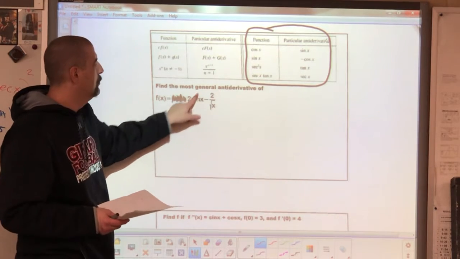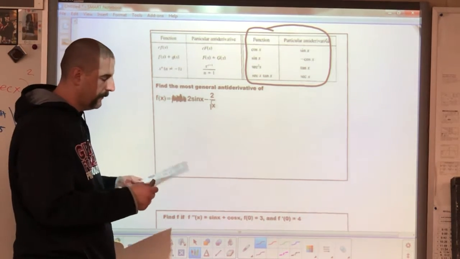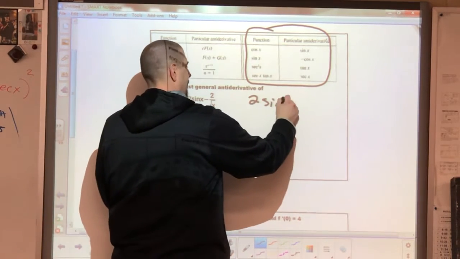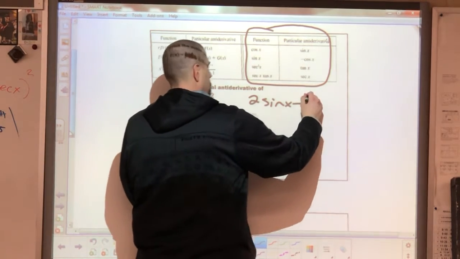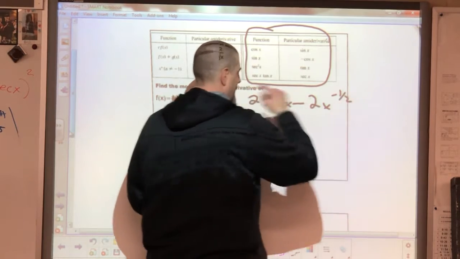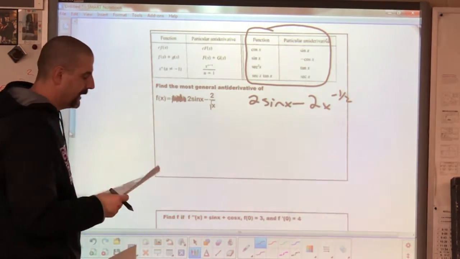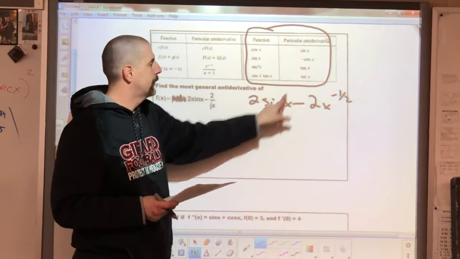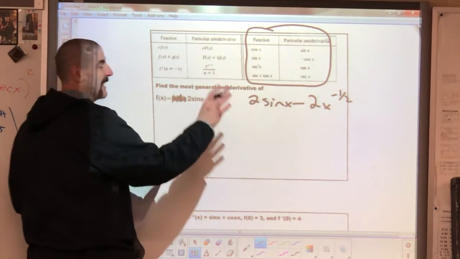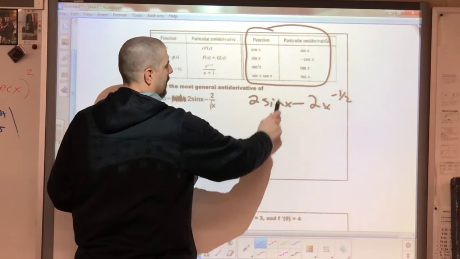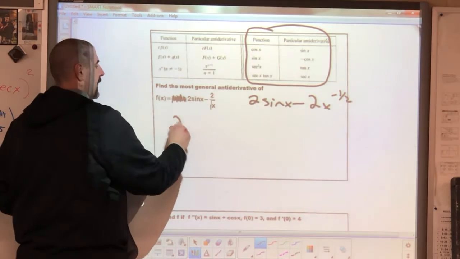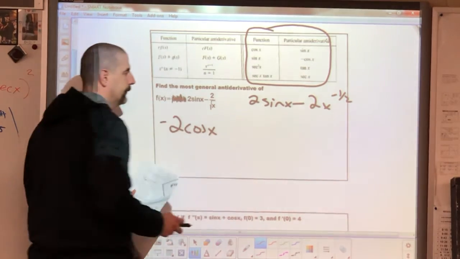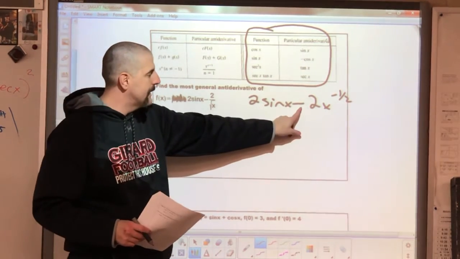So here we have 2 sine x minus 2 over square root of x. I like to write this as 2 sine x minus 2x to the negative 1/2. That'll be much easier. So again, the antiderivative of sine is negative cosine. The 2 will just drop. So it's going to be negative 2 cosine x. That takes care of that. Okay? And then minus 2.